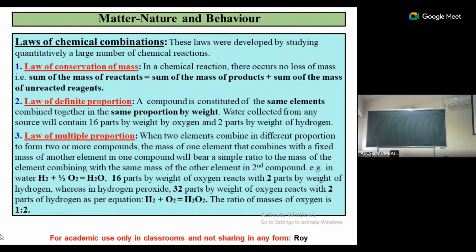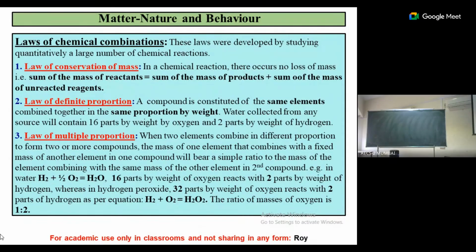Example is given here. So hydrogen reacts with oxygen to give water. So H2 plus half O2 gives H2O. Reaction is given. Similarly, hydrogen can react with oxygen to give hydrogen peroxide. So H2 plus O2 gives H2O2. Now, the weight of one element which combines with the fixed weight of the other element to form these two different compounds are in a simple whole number ratio.